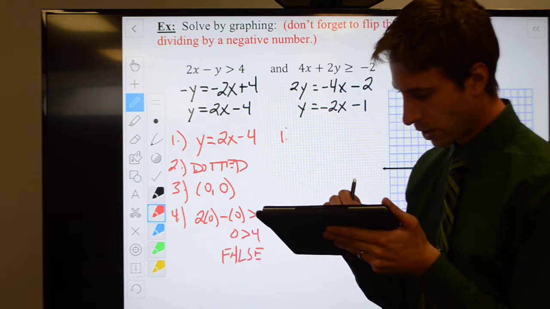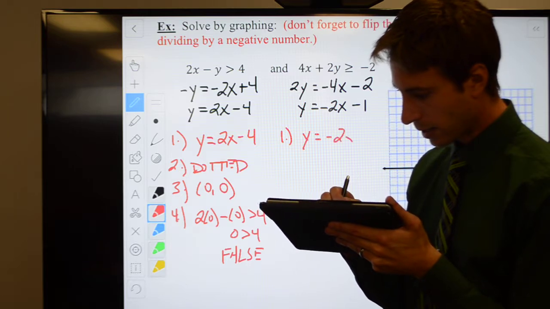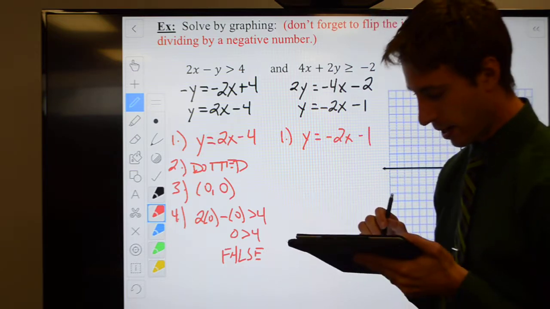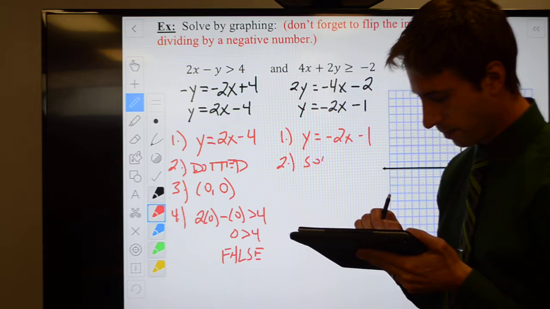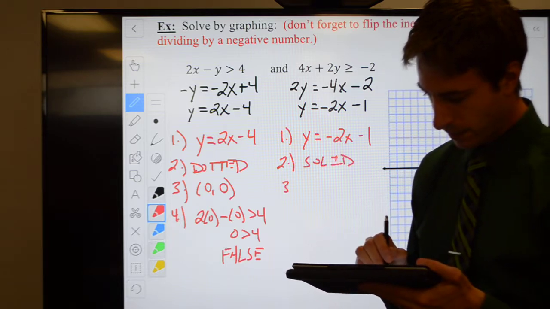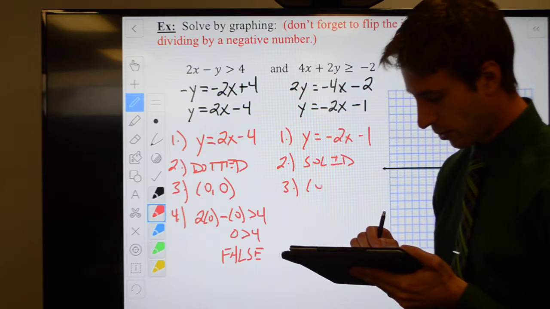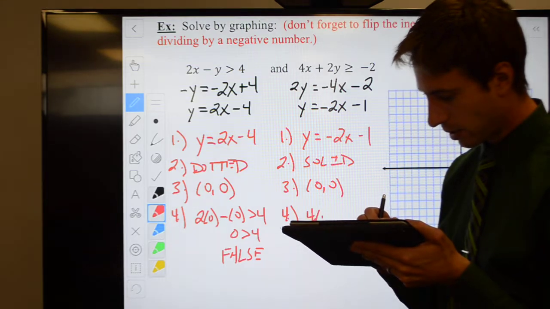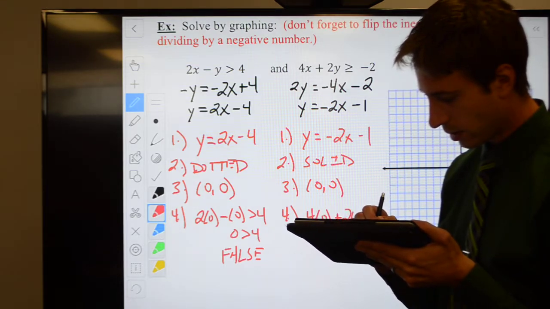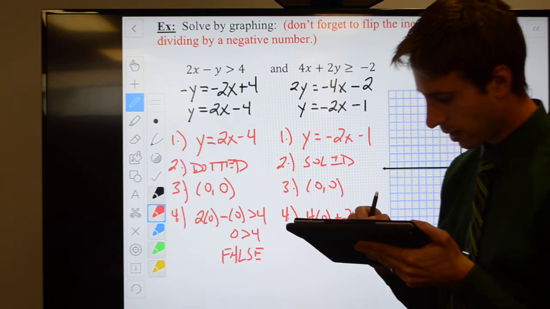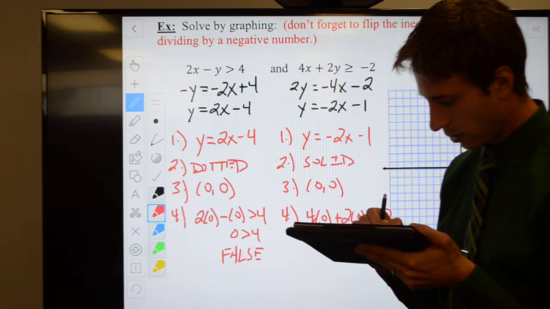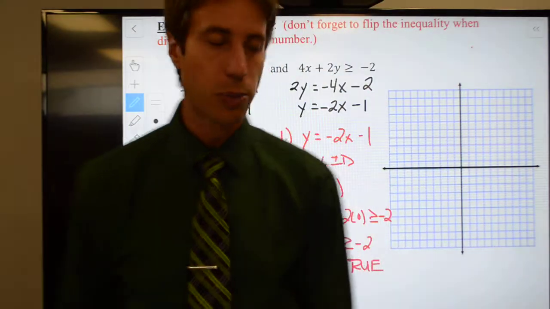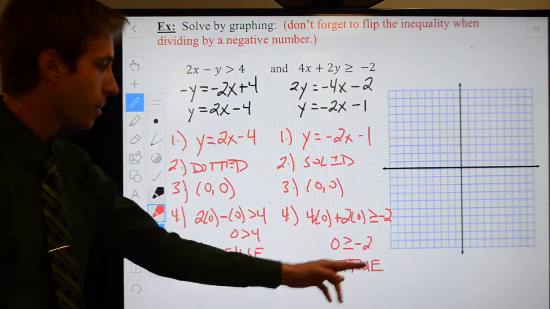Awesome. This one, we're going to graph y equals negative 2x minus 1. Am I standing in the way? I'm not standing in the way of that one. Fantastic. I'm just going to stay right here. Step 2, solid or dotted? It's solid. Step 3, that is not going to go through the point 0, 0, so I will use 0, 0. Make sure you use the original equation in step 4, so I'm going to have 4 times 0 plus 2 times 0 is greater than or equal to negative 2. I wind up with 0 is greater than or equal to negative 2. Hey! That one's true. So here's what I wind up with: one that gives me a false statement, and one that gives me a true statement.